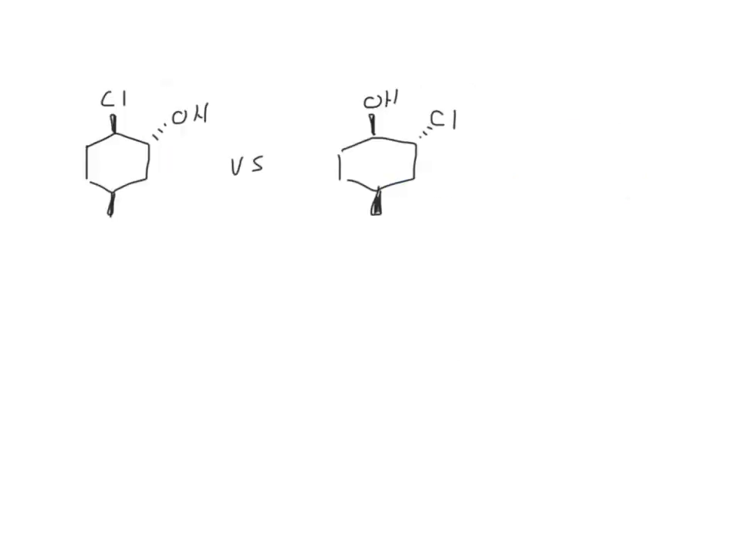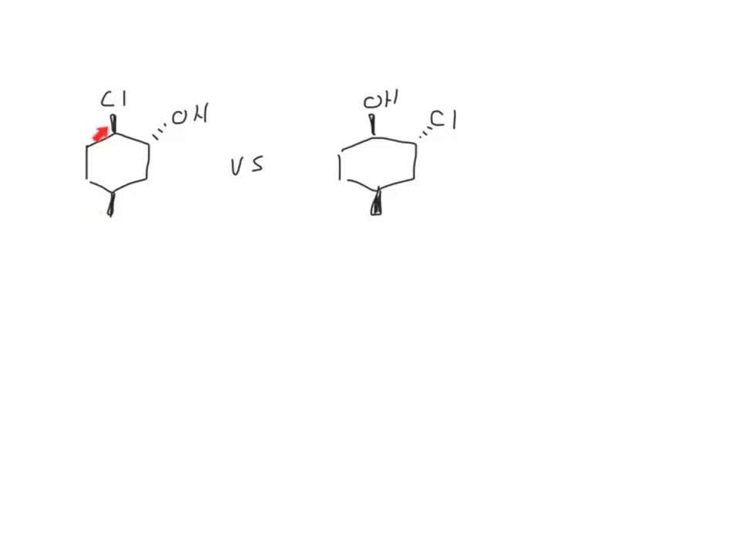Let's look at these two drawings and answer the same question. Again, we can establish that they're both 6-membered rings. They both have 3 substituents on them, and those 3 substituents are chlorine, OH, and methyl. So they are not different. They are going to be one of our different types of isomers. They have the same formula. Are they connected the same?